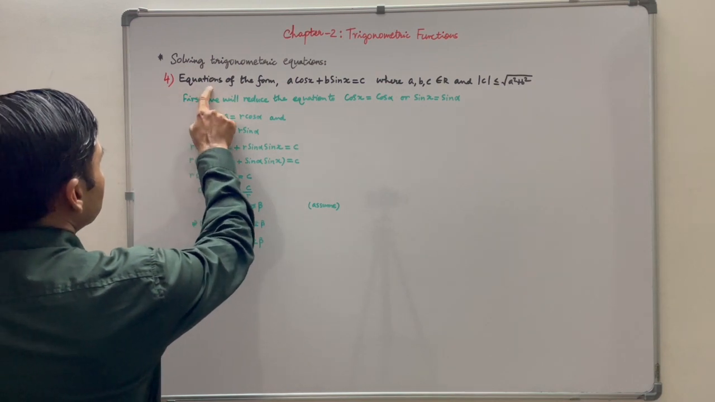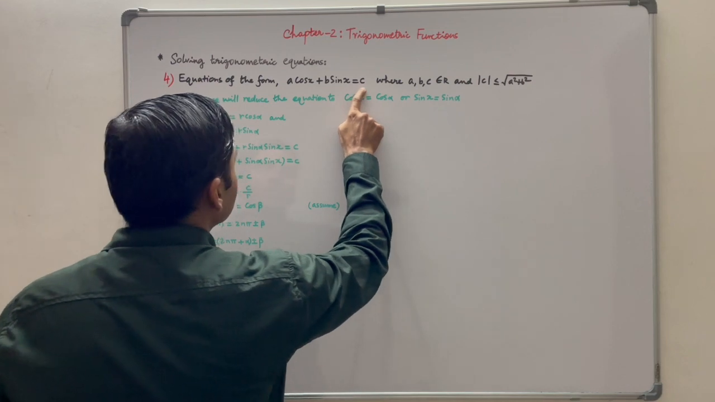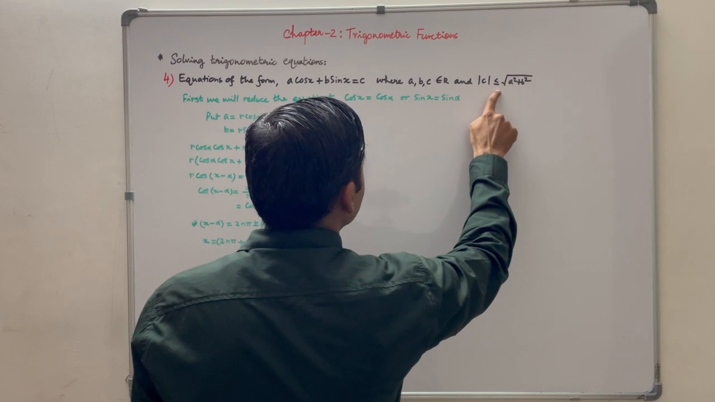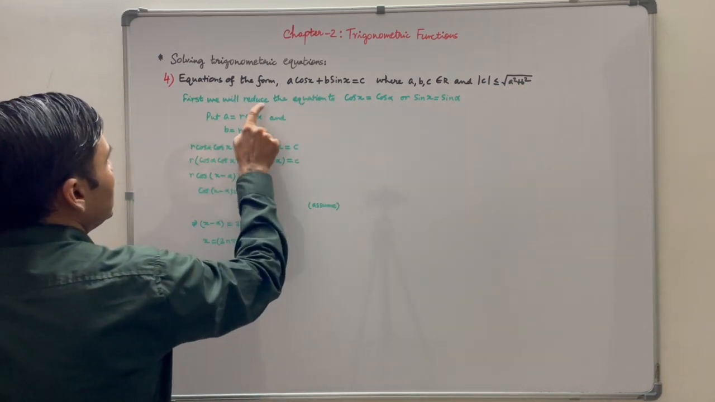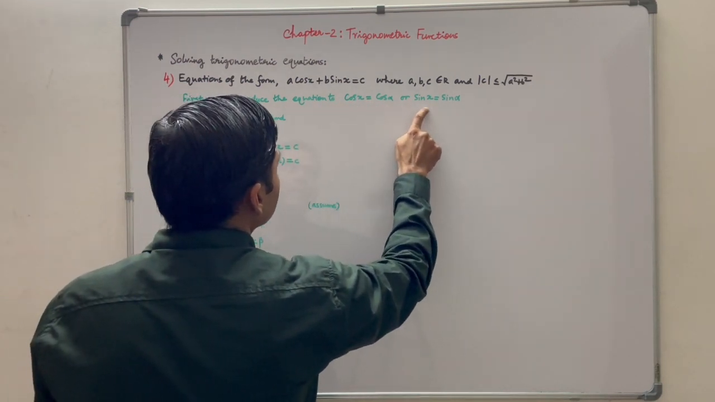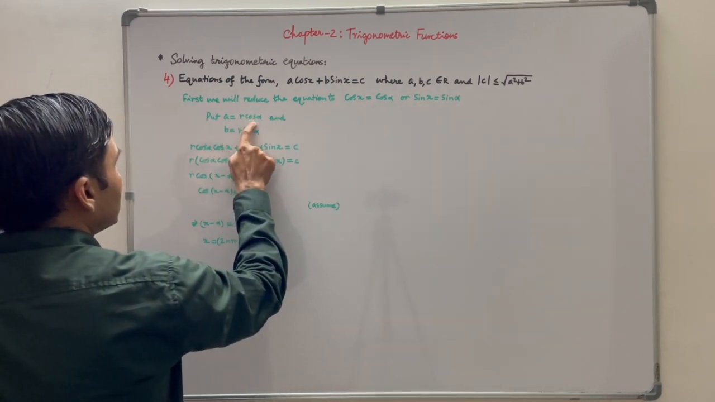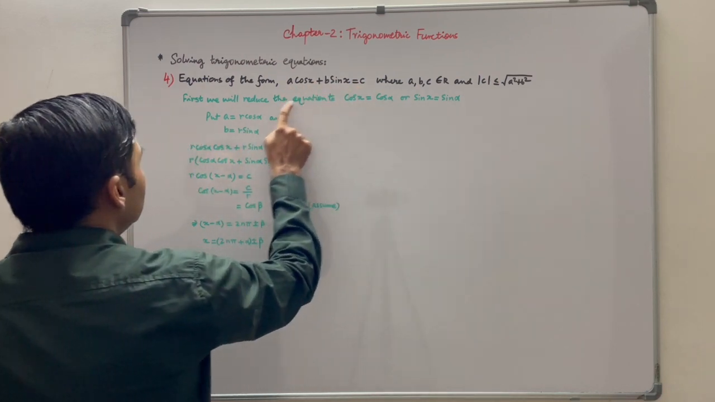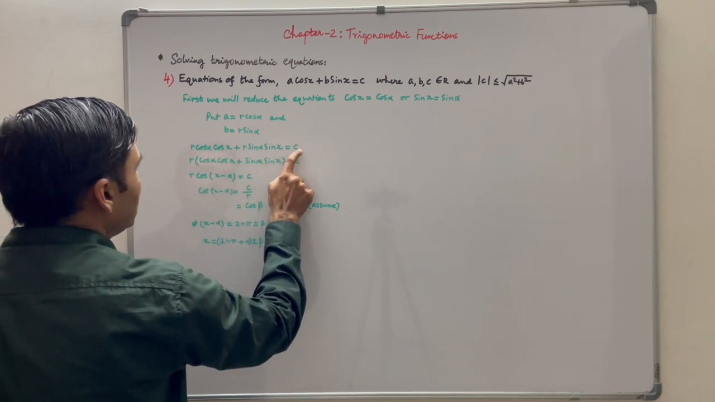Fourth question, equations of the form a cos x plus b sin x is equal to c, where a, b, c are real numbers and mod c is less than or equal to under root a square plus b square. First, we will reduce the equation to cos x is equal to cos alpha or sin x is equal to sin alpha. Put a is equal to r cos alpha and b is equal to r sin alpha in this equation. So r cos alpha cos x plus r sin alpha sin x is equal to c.